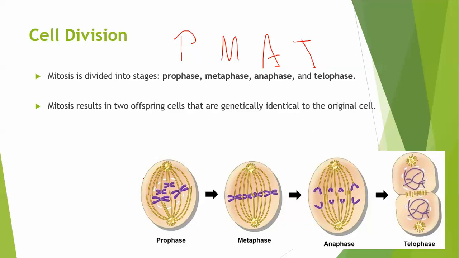Okay. So like we said, mitosis results in 2 offsprings. Often we call those daughter cells. Okay, 2 daughter cells. So it goes from 1 parent cell to 2 daughter cells. All right, and they are genetically identical. That's another important thing you need to remember. And we're going to cover each one of these phases and what happens during each one of those phases.